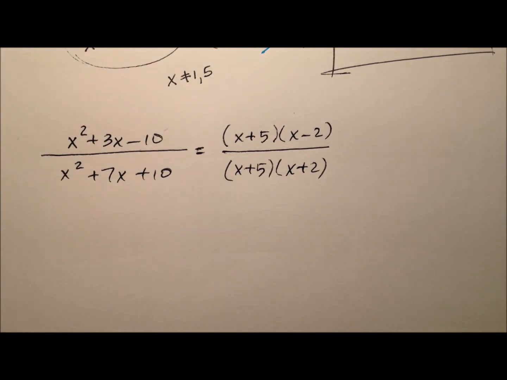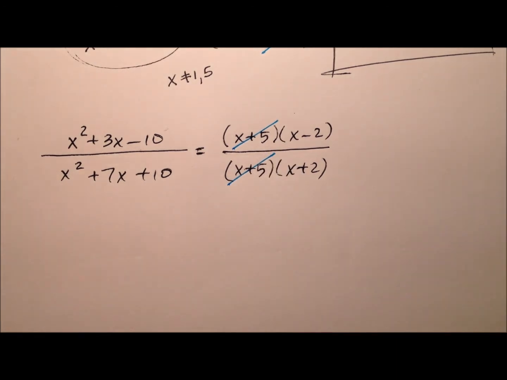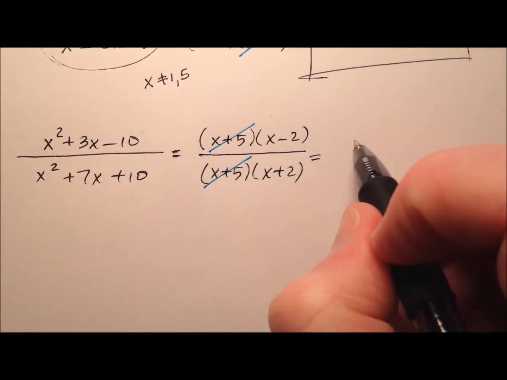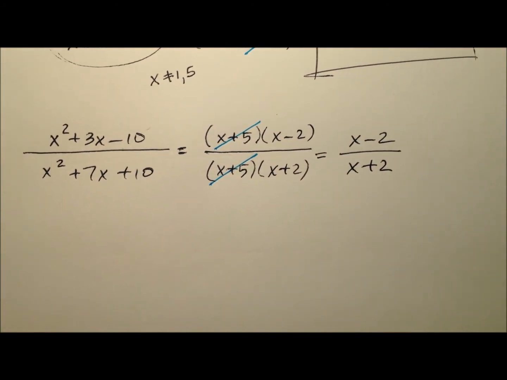And we see again that they do have a common factor. X plus 5s will cancel out nicely. And what I'm left with is x minus 2 over x plus 2.